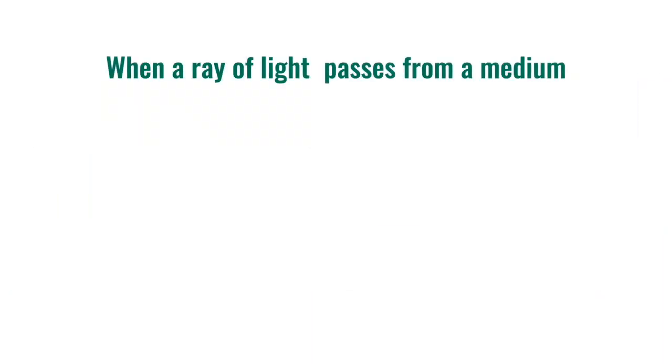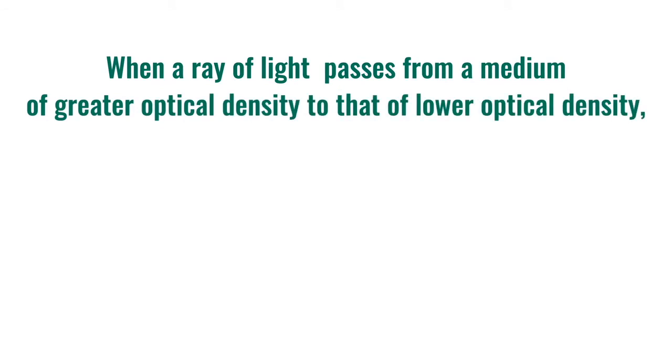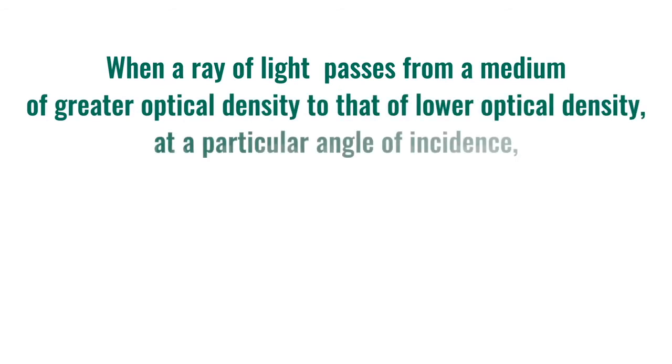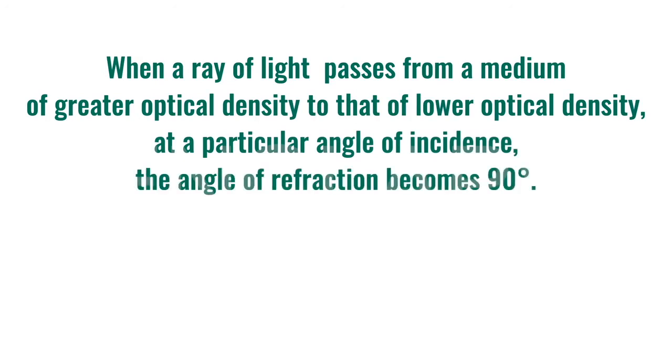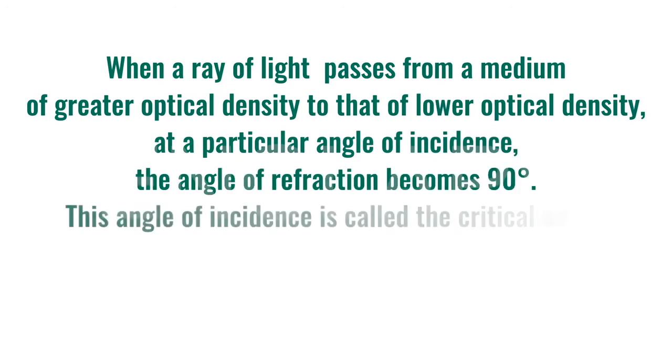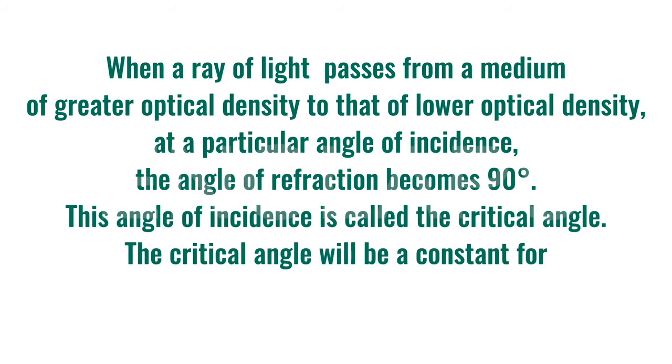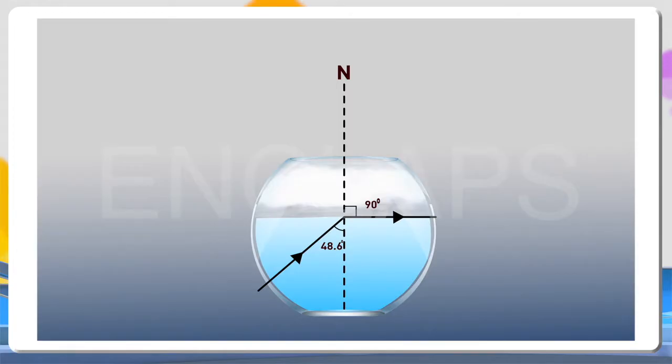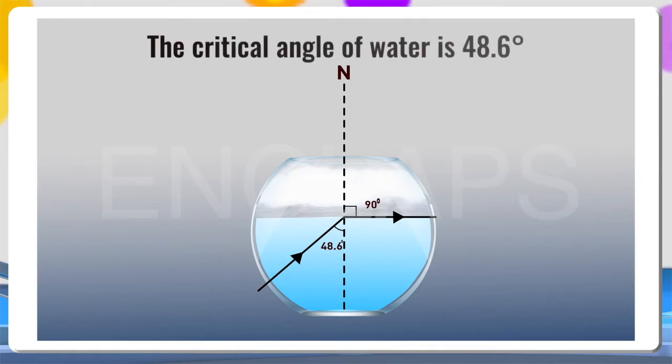So now, we have seen that when a ray of light passes from a medium of greater optical density to that of lower optical density, at a particular angle of incidence, the angle of refraction becomes 90 degrees. This angle of incidence is called the critical angle. The critical angle will be a constant for a particular medium. Do you recall at which angle of incidence the angle of refraction became 90 degrees in the previous experiment? To be precise, it was at 48.6 degrees. So, the critical angle of water is 48.6 degrees.